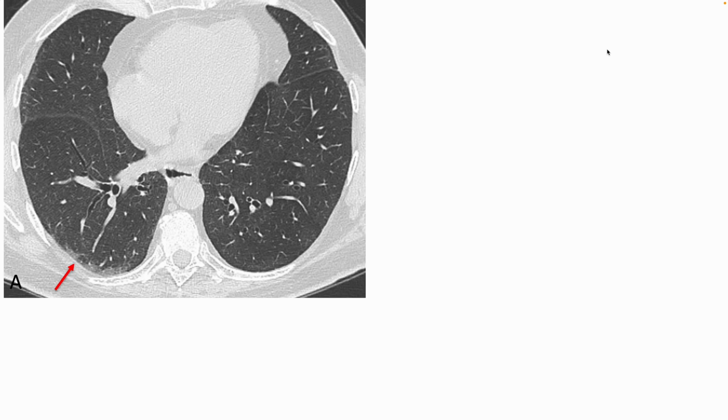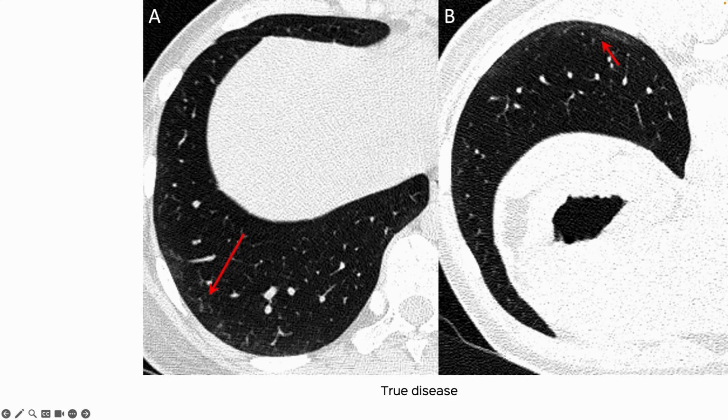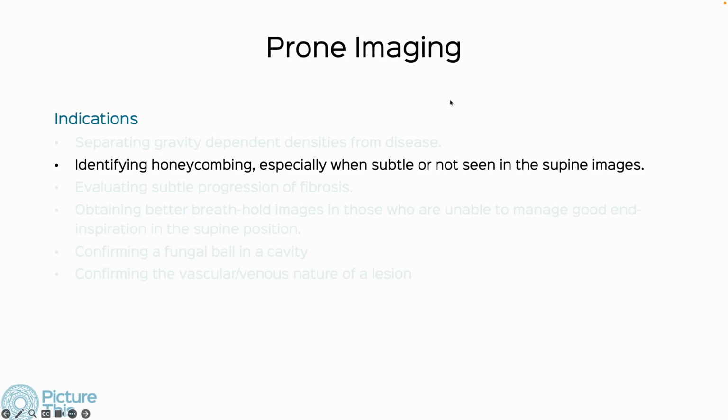One is obviously gravity dependent densities like these. You're not sure whether these are real or not. We take a prone study, the opacities have shifted again to the dependent area, and clearly what was seen in the supine position is normal. But if the disease is really there, as in the scleroderma patient, then it will continue to remain in the prone images, and that's important.